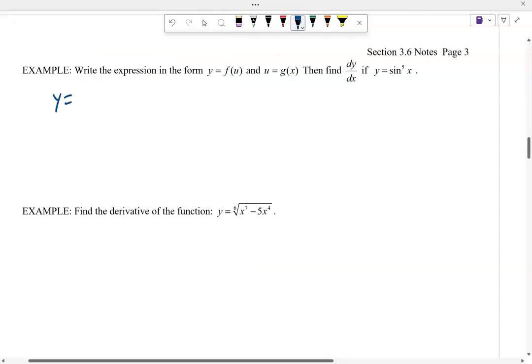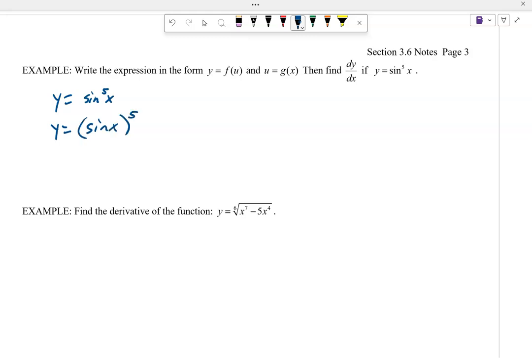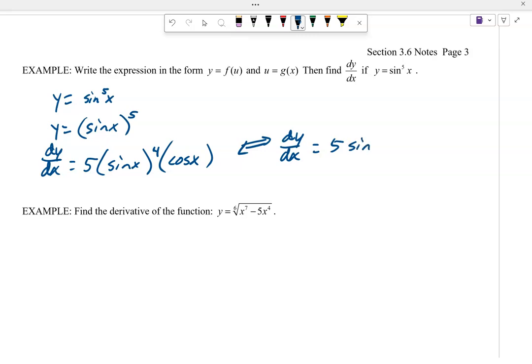All right, here's some more. This is a great you try problem. If you want to pause the video, go ahead and try this. Hopefully you noticed that your sine of x is the u. And so when you run dy dx, it is 5u to the fourth times the derivative of the sine, which is the cosine, right? So let's go ahead and rewrite that, dy dx is 5 sine of x to the fourth power cosine of x.